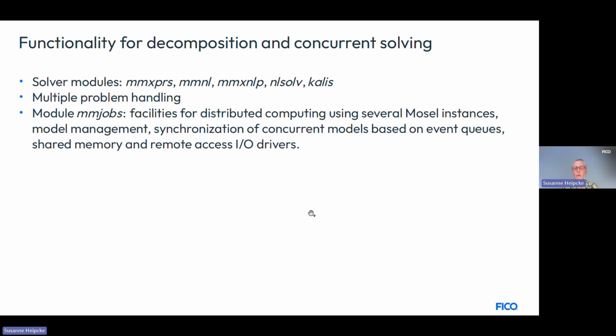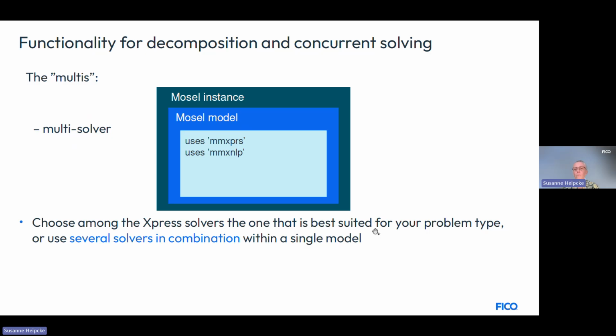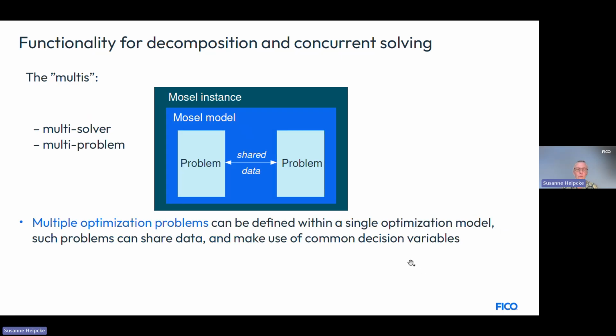And then what we're going to hear about a lot is the module mmjobs, which provides most of the parallel and distributed computing functionality. What I call the multis is the multiple items handling in Mosel. First of all, multiple solvers in a single Mosel model. So we can implement algorithms that combine solvers, for instance the Express optimizer with constraint programming from Kalis.